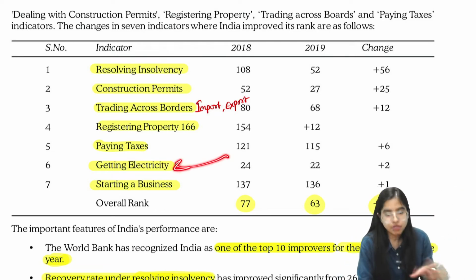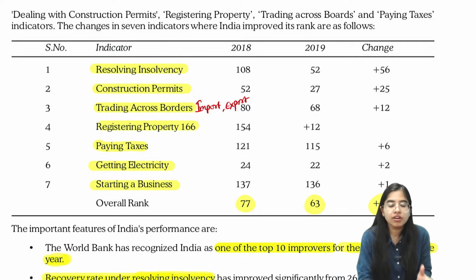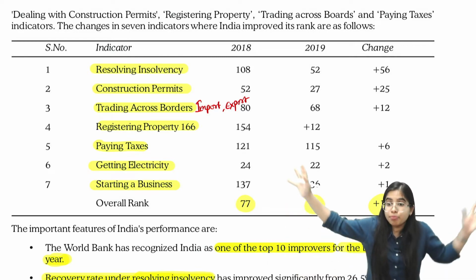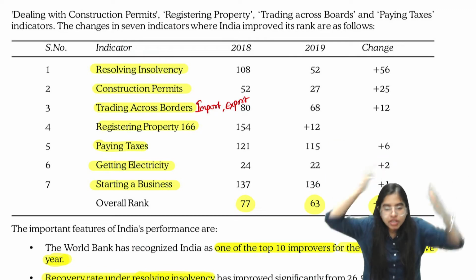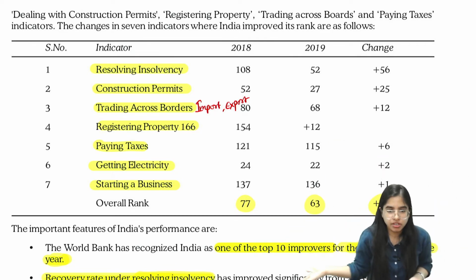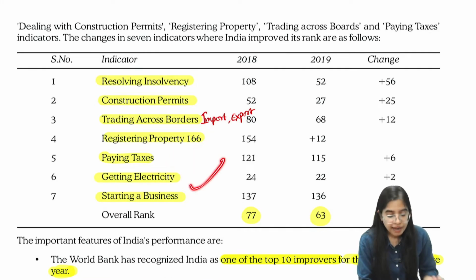Whether it is easy to get electricity matters, because when you run factories, you have big, large machines, and they need a lot of electricity, a lot of power, in order to run. So is getting electricity easy, is starting a business easy.